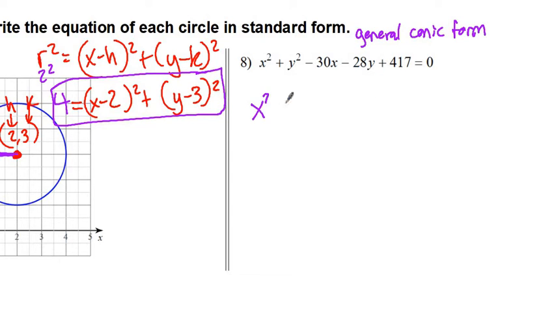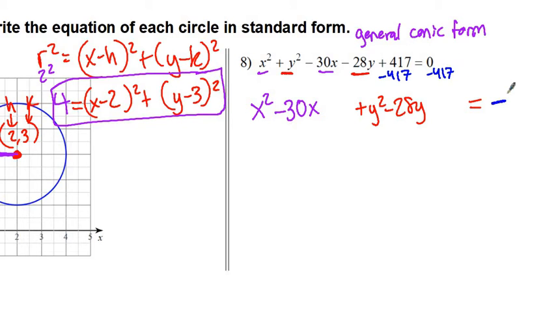I'm going to rewrite this so that the things with x's in them go together. So x squared and minus 30x. I'm going to leave a big space, and I'll tell you why shortly. And then I'm going to put the y terms together. So y squared minus 28y together. Again, I'm going to leave a big space. And then finally, I'm going to move this 417 over to the other side. This is how we would begin this problem right here.